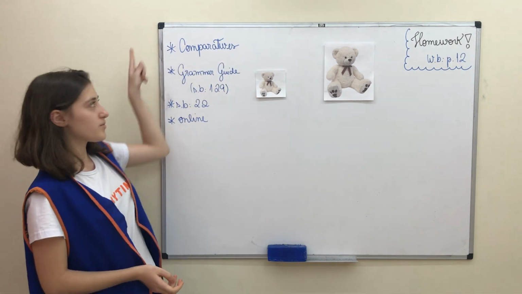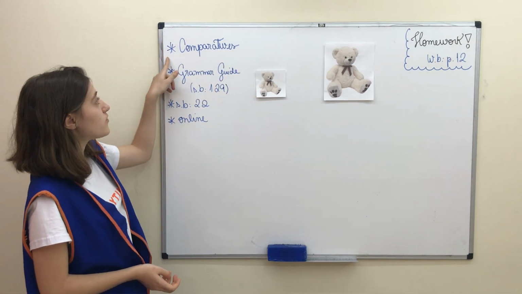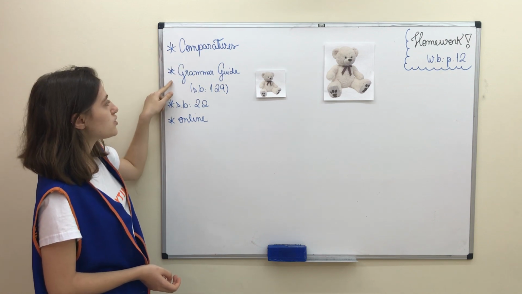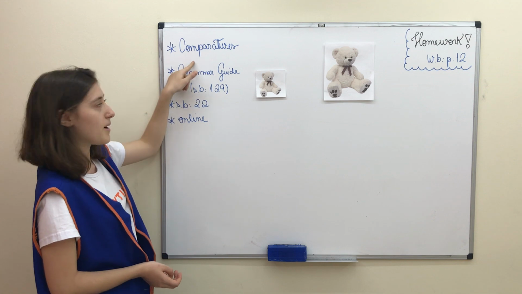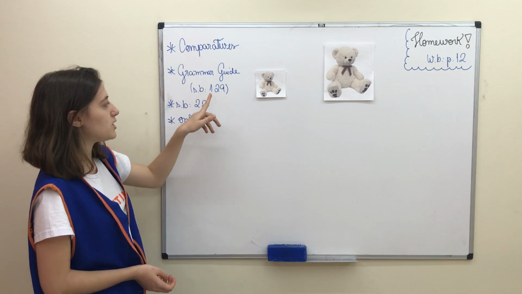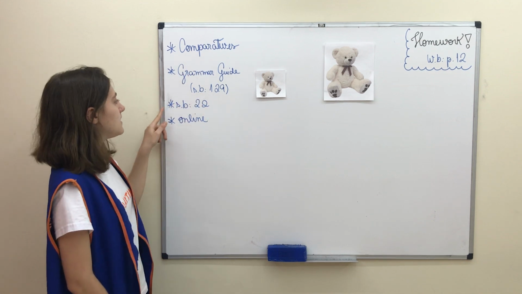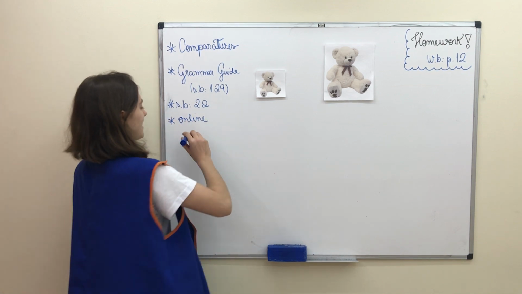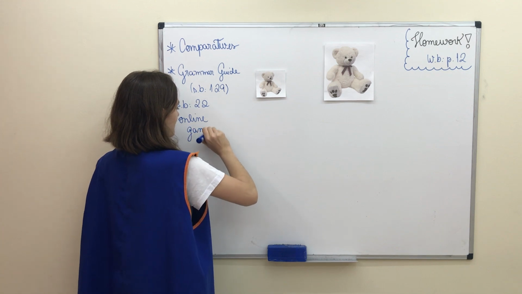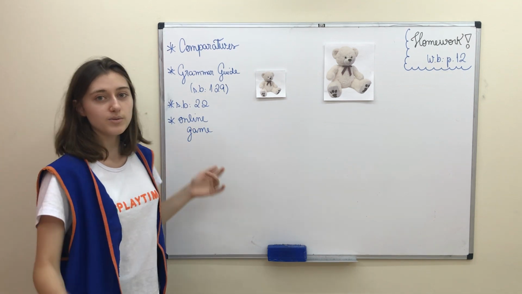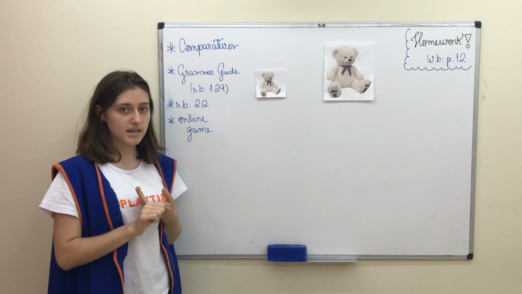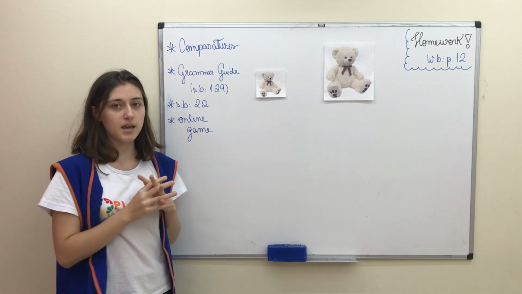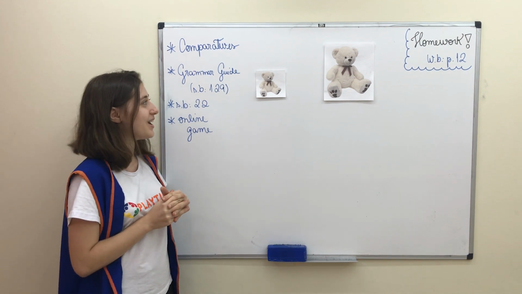So today we have a routine here as always. First of all, we are going to talk about comparatives. Then we are going to do the grammar guide about comparatives, so student book page 129. Then page 22 of student book. Then you're going to play an online game, okay? You will receive the link through WhatsApp. Your parents, your mom and your dad will receive the link for this game through WhatsApp, okay?